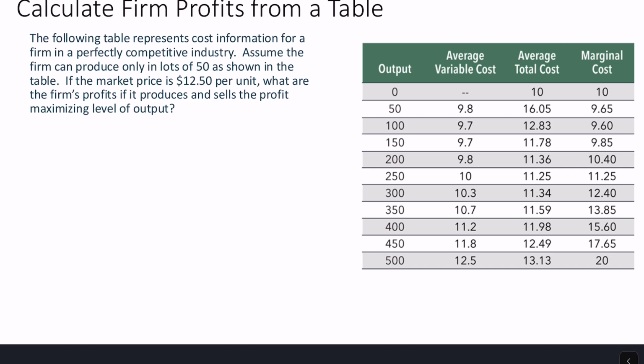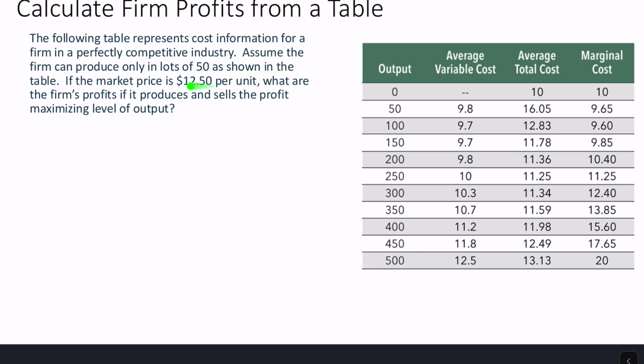One type of practice question I might have you calculate economic profits from is if I show you a table like this where you have output, average variable cost, average total cost, and marginal cost. All right, so this following table is going to represent cost information for a firm in a perfectly competitive industry. Assume that the firm can only produce in lots of 50 as shown. That's basically the output's just going to go up in units of 50.